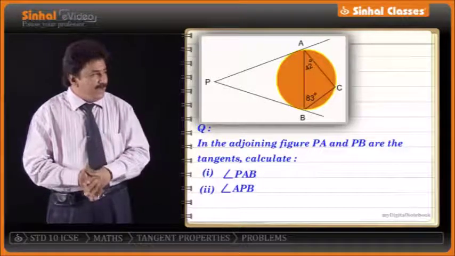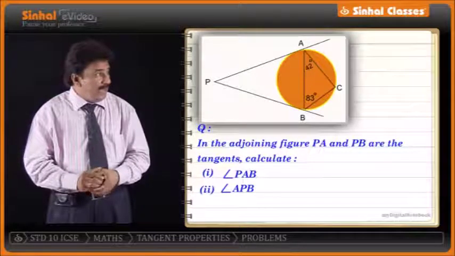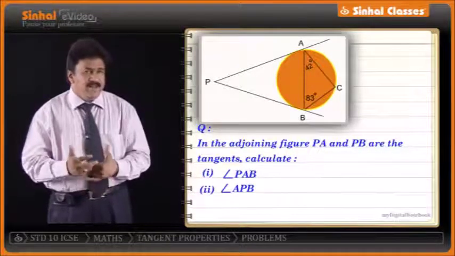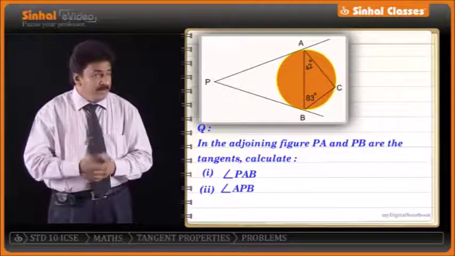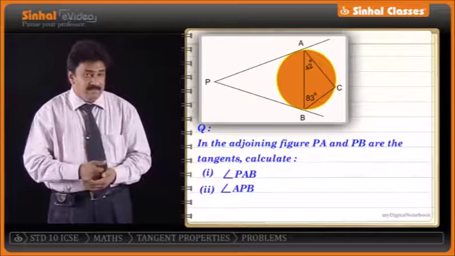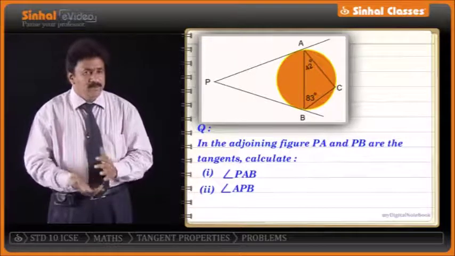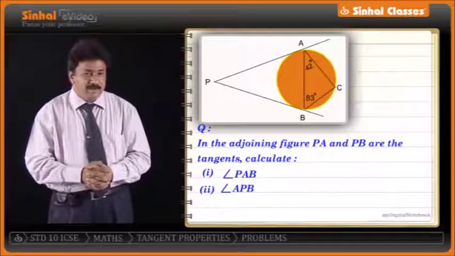Plus there is one triangle given in the circle, triangle ABC. So definitely there will be some property of sum of angles in a triangle, because two measurements are given to you, 42 degree and 83 degree. The third one is missing. So we can use sum of angles in a triangle.